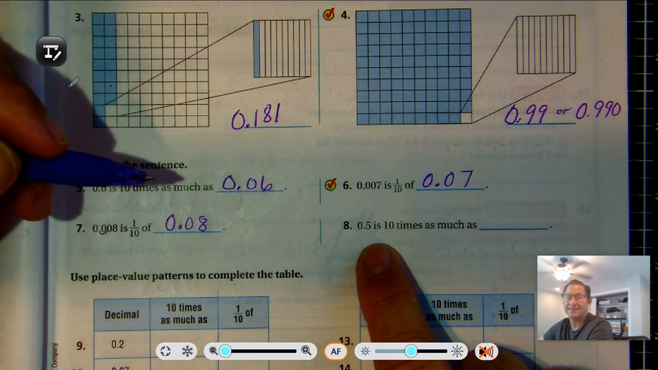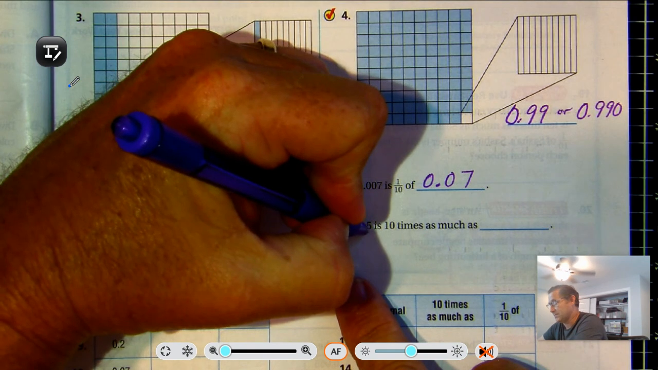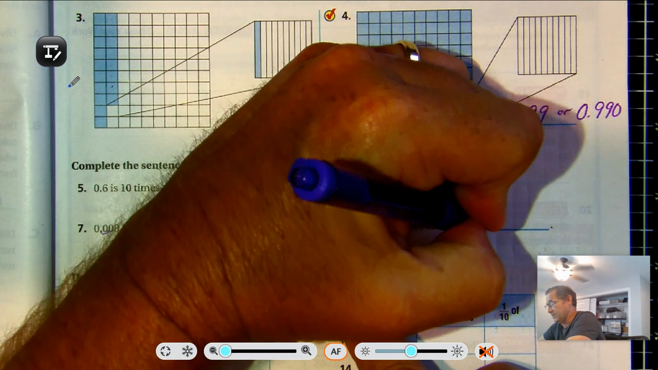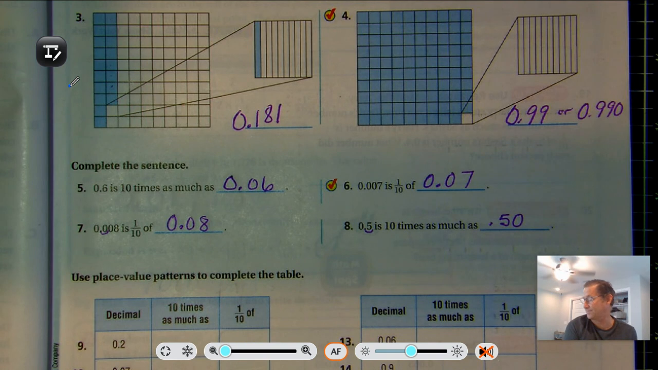5/10 is 10 times as much as what? So that means we'd have to move it to the right. And so it would be 50 hundredths is basically 10 times smaller than 5/10.